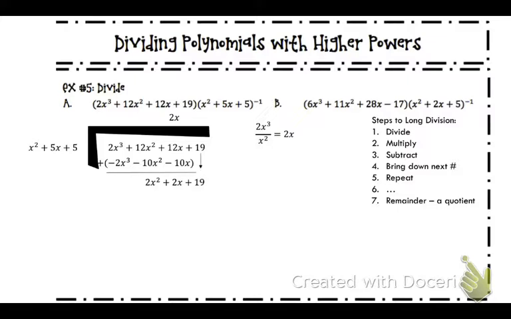Now I'm going to bring down the 19. And again, first with first. So 2x squared divided by x squared is 2. So 2 times x squared is 2x squared. 2 times 5x is 10x. 2 times 5 is 10. Subtract, change those signs. So that's negative 8x plus 9 because the 2x squareds cancel. We don't have anything left to bring down. That is my remainder. So it's 2x plus 2 plus negative 8x plus 9 over x squared plus 5x plus 5. And you're done. Okay?